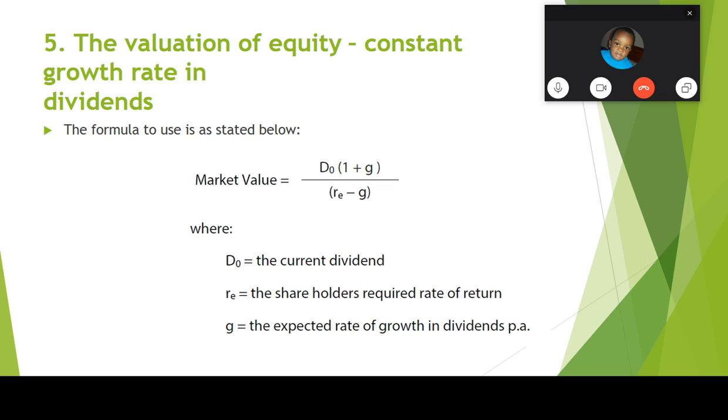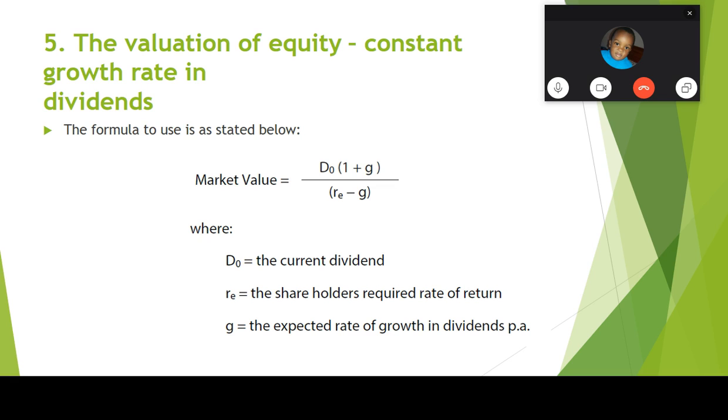So here now, we'll be looking at the valuation, still the valuation of equity, where we assume that the dividends shall continue growing at a constant rate. So we have this formula, which is the market value, the current dividend, the dividend that you're getting today. Because you're expecting growth, you factor in that dividend growth, right? Then you go now to the shareholders' required rate of return.